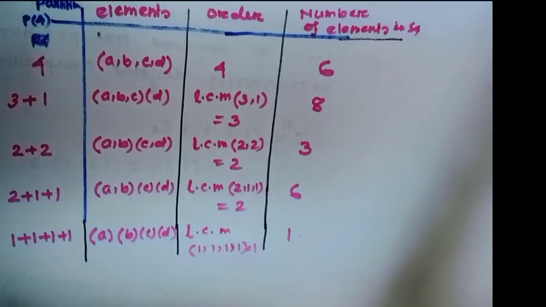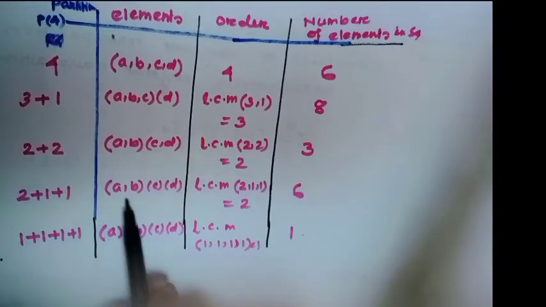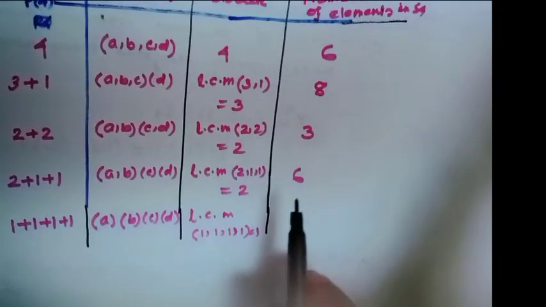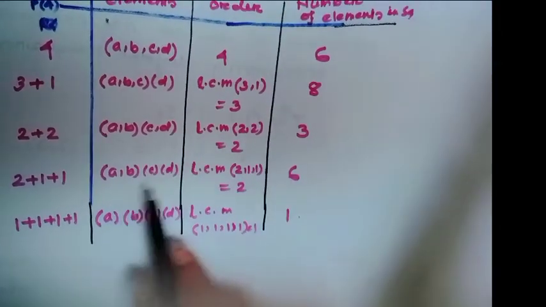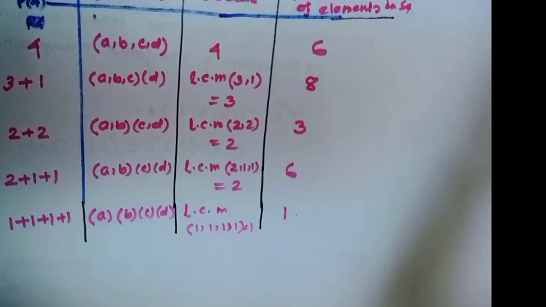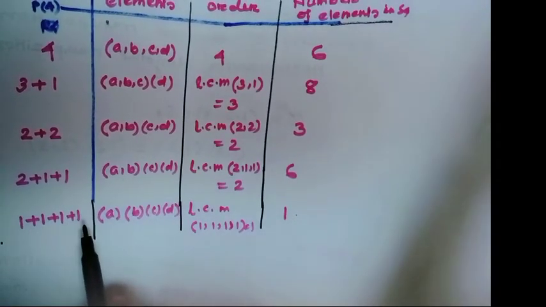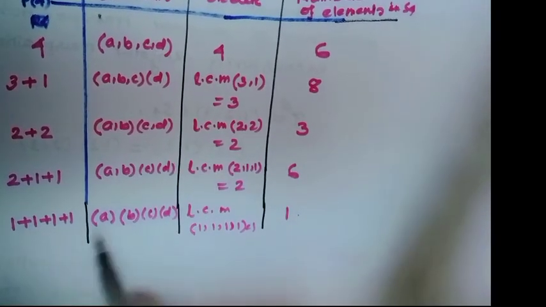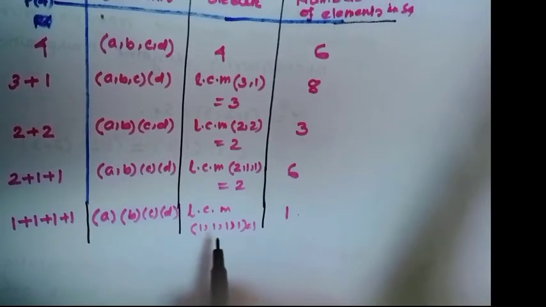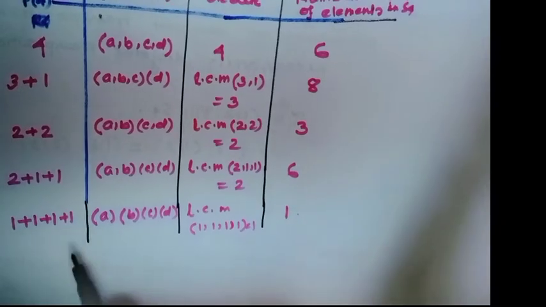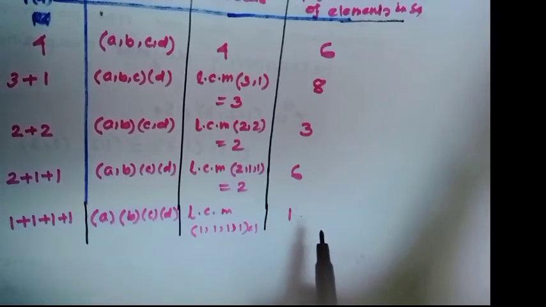The other, 2 plus 1 plus 1, and this cycle type exists here, and the number of elements in Sn for this partition is 6. Okay? The other is the identity, 1 plus 1 plus 1 plus 1 equals 4. One cycle 4 times. This order is 1 because LCM of 1, 1, 1, 1 equals 1, and the number of elements for this order is 1 by this formula.